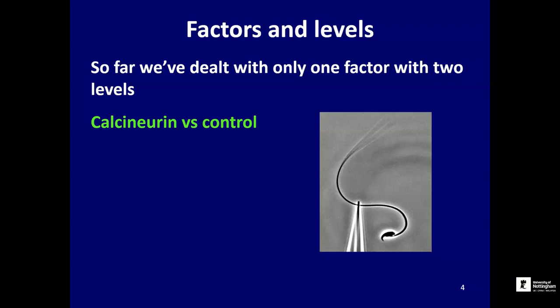But the crucial thing is, we had just 2 treatments, 2 levels as we call them, the control and the drug treatment, within a single factor. And the factor here was, well, we might broadly call it the treatment, control versus drug. In other words, there was one variable with 2 categories. The variable in this kind of context is called a factor, and the categories are called levels.